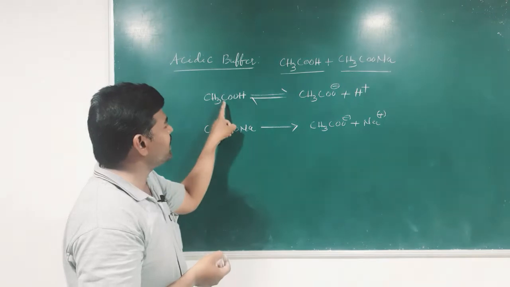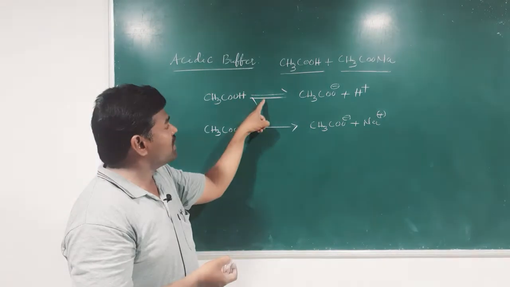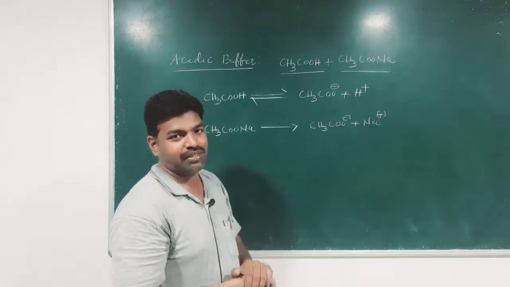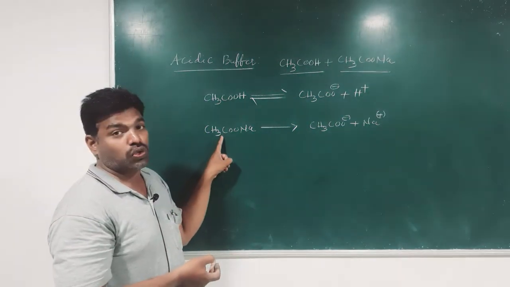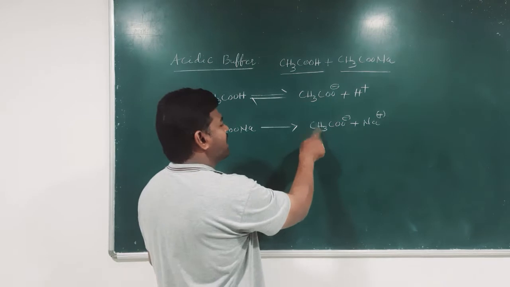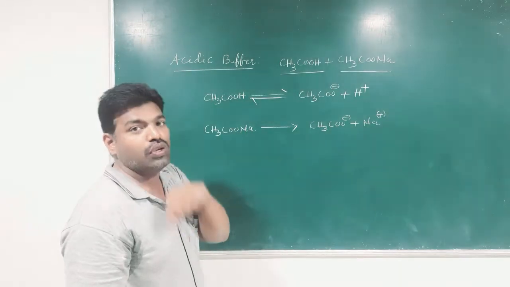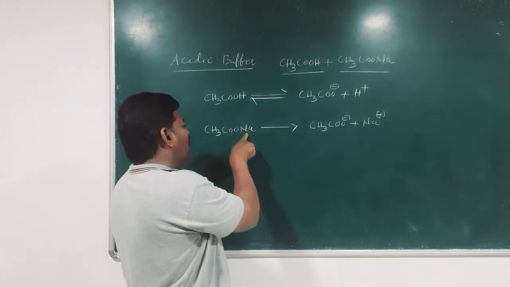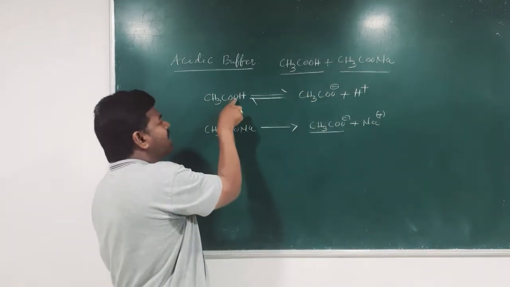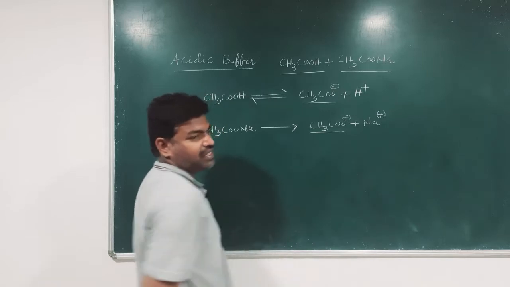Acetic acid is a weak acid, but it is weakly ionized. So weak ionization of acetic acid forms a very small number of acetate ions and H⁺ ions. But sodium acetate is a strong electrolyte, it undergoes complete ionization to form acetate ions and Na⁺ ions. But these two are present in the same solution. Sodium acetate on ionization gives acetate ions and acetic acid on ionization also forms acetate ions.